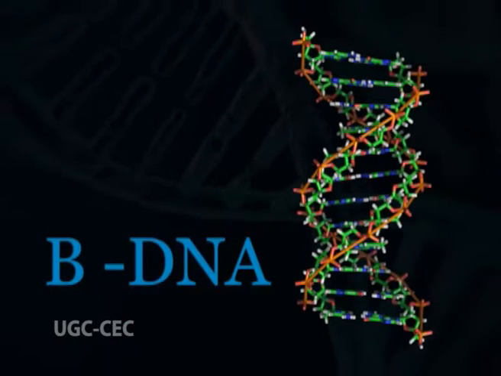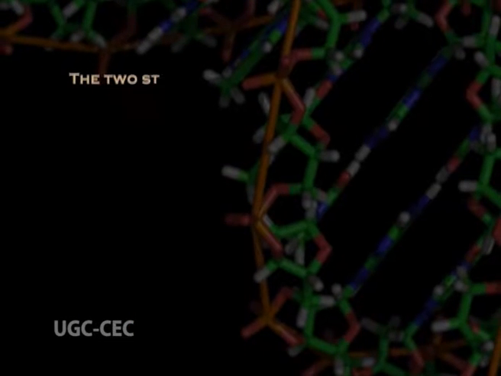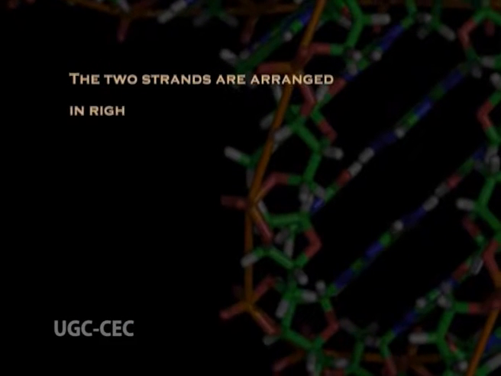Now let us come to B form of DNA. It is the model originally proposed by Watson and Crick. It is the most stable structure for a random sequence DNA molecule at neutral pH and physiological salt concentration. It is also considered as the standard point of reference in any study of DNA. In this model, the two strands are arranged in a right-handed manner.